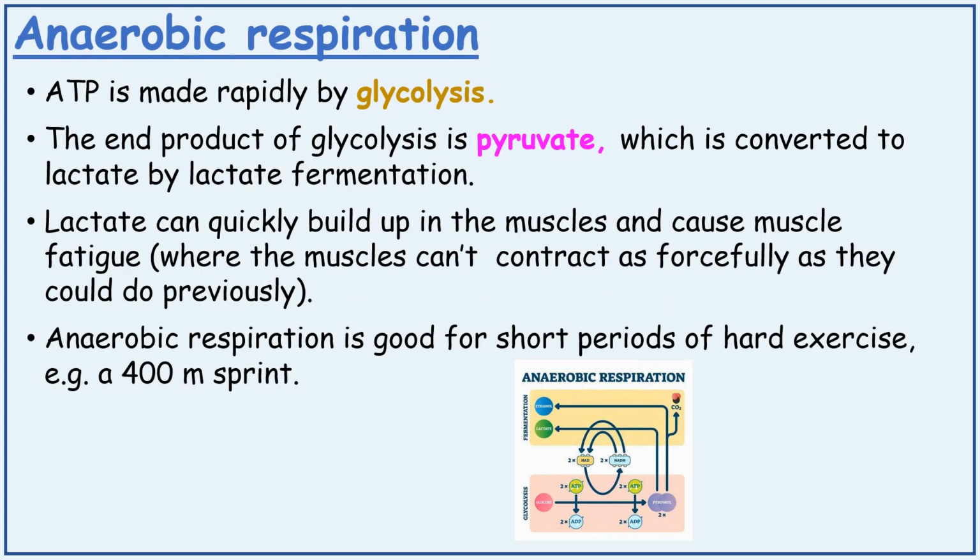Anaerobic respiration. ATP is made rapidly by glycolysis. The end product of glycolysis is pyruvate, which is converted to lactate by lactate fermentation. Lactate can quickly build up in the muscles and cause muscle fatigue, where the muscles can't contract as forcefully as they could do previously. Anaerobic respiration is good for short periods of hard exercise, for example, a 400 metre sprint.